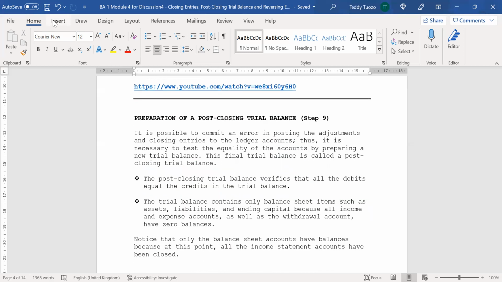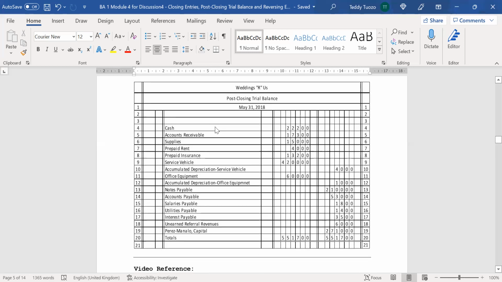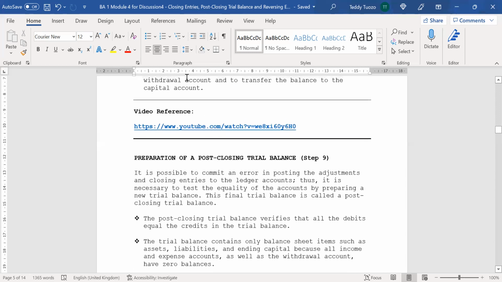We're done with step number 7 and step number 8, and now let's proceed to step number 9, which is the preparation of the post-closing trial balance. I just want you to learn this.